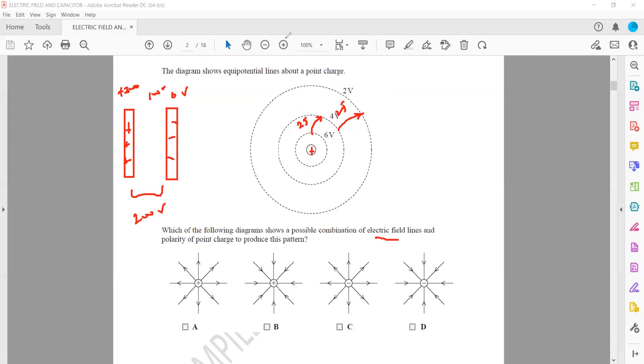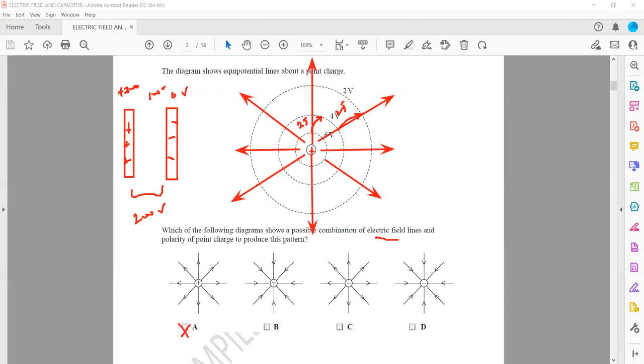Then what about the electric field lines? If this is a positive charge, then for a positive charge, electric field lines must point outward. So the radial electric field lines should point outward. That's why option A will be the right answer. Is it clear, this one? Question 1, MCQ.